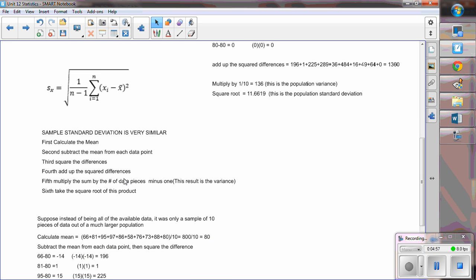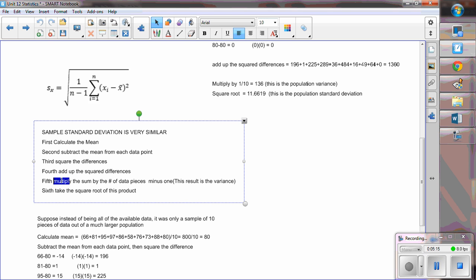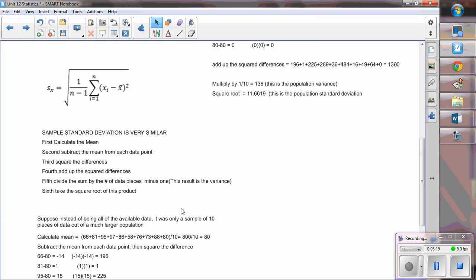The only thing that changes is in this fifth step. It's to multiply the sum by 1 over the number of data pieces minus 1. In both cases, I forgot the 1 over part. So it's actually, we're dividing the sum by this. So maybe I should change that. This actually should be divide, and up above it should also be divide.